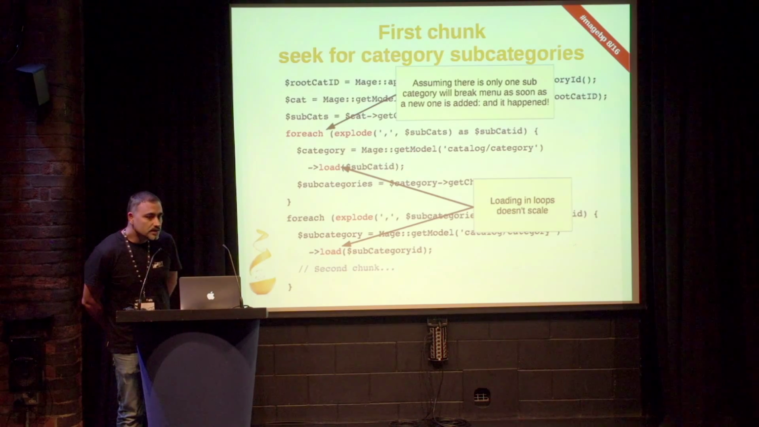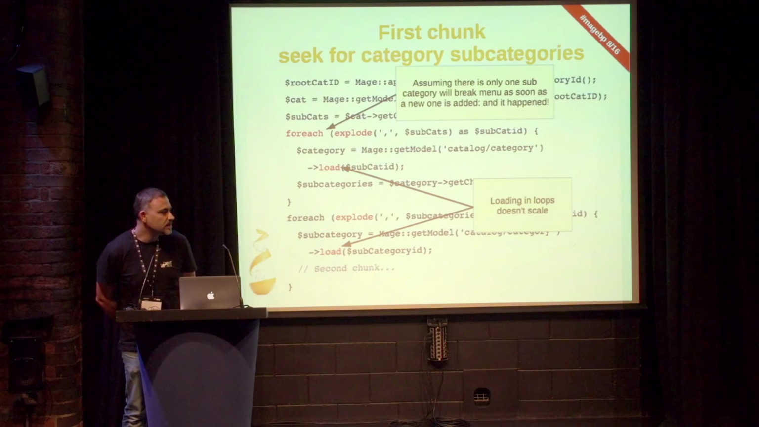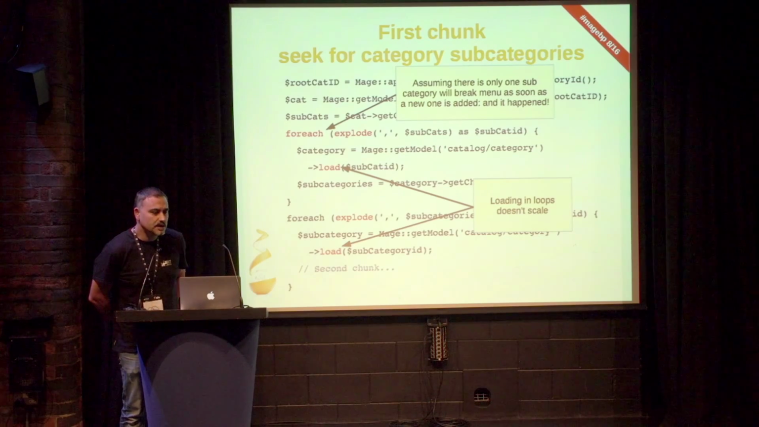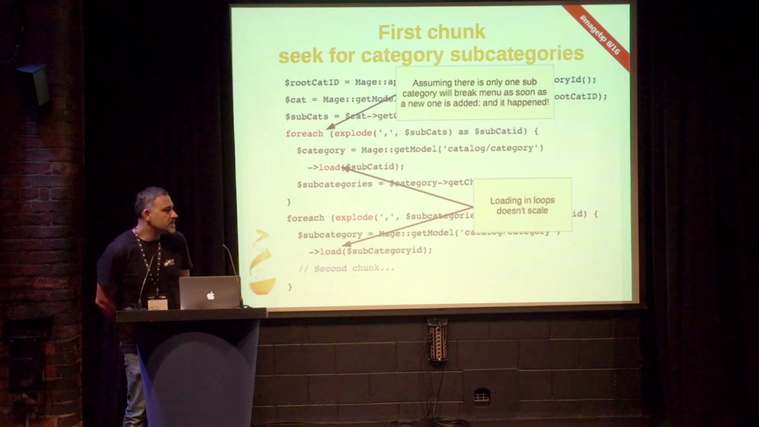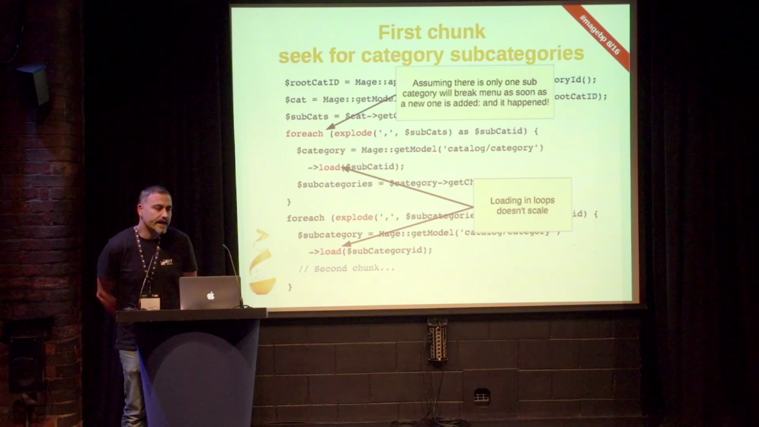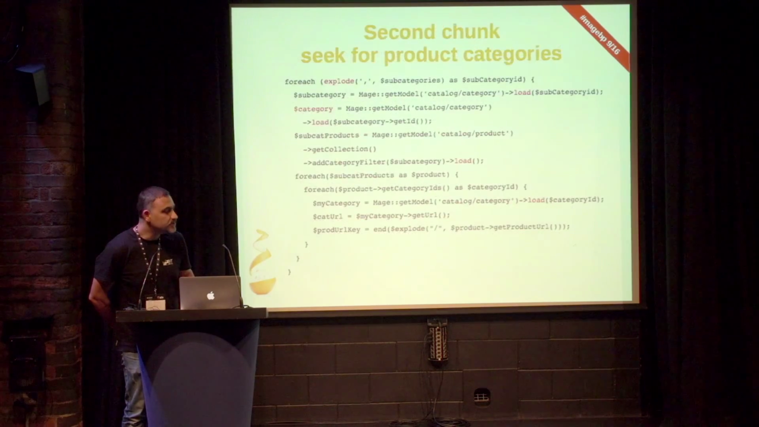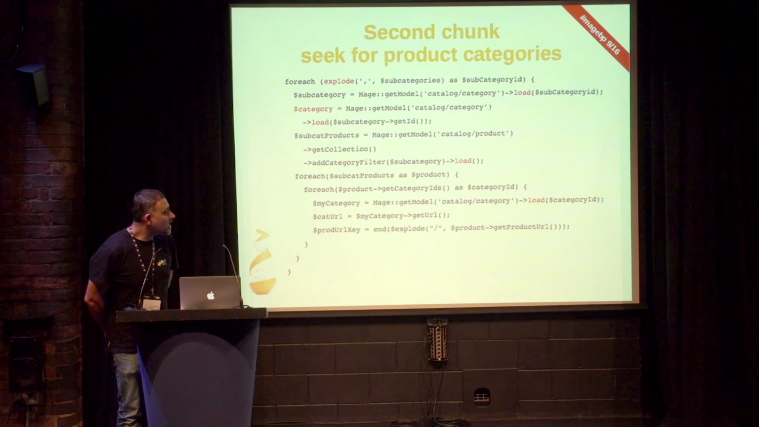Other than that, there are a lot of loads in loops that are useless, can be avoided, and we will see how. These loads in loops don't allow the code to scale. By scale, we mean that our code is not prepared to get more visits and more entities, so it's very important to write scalable code.